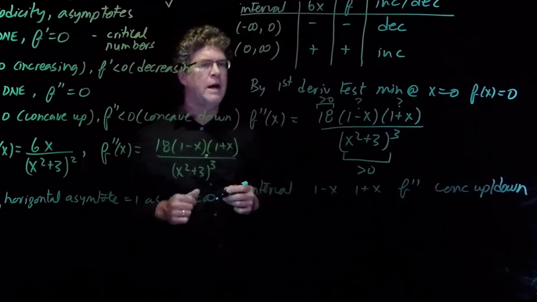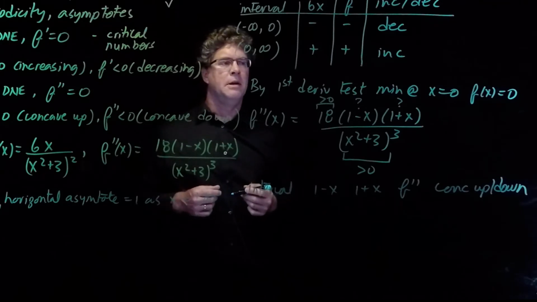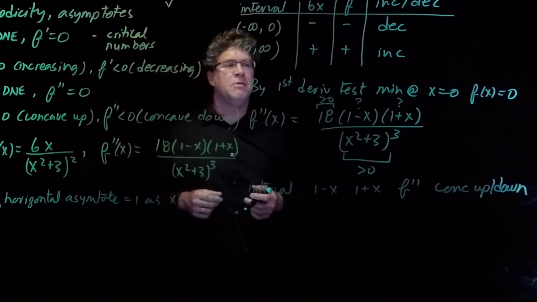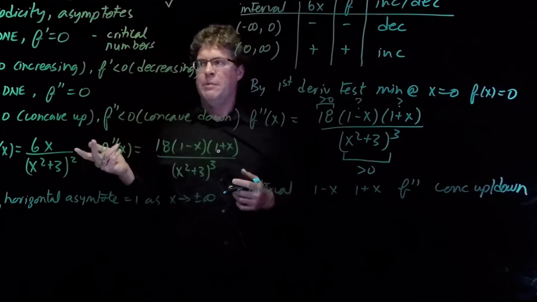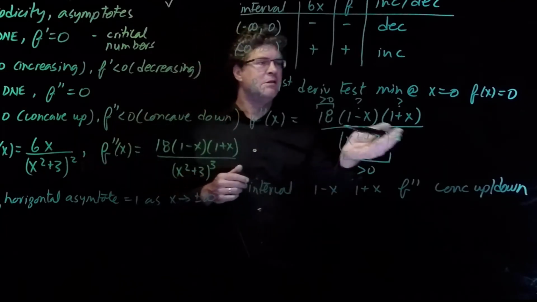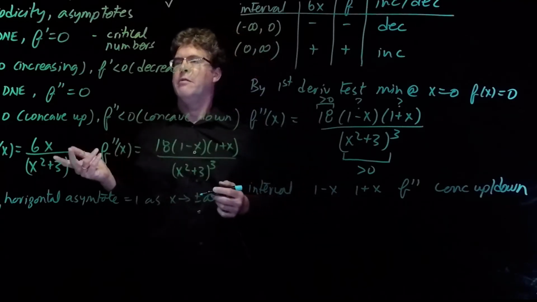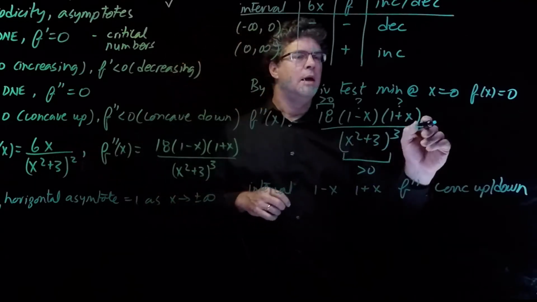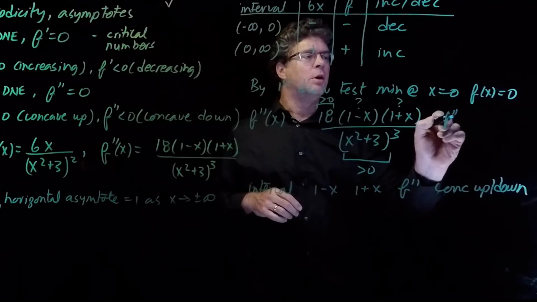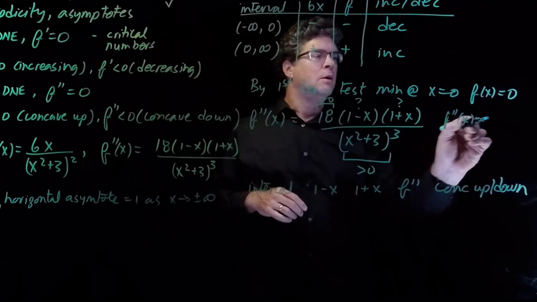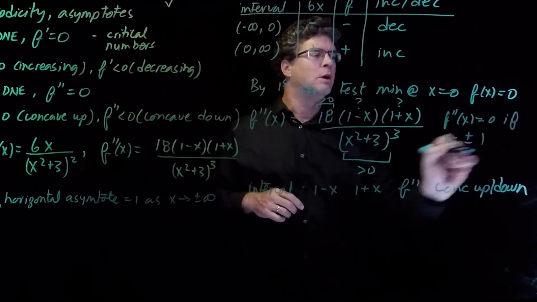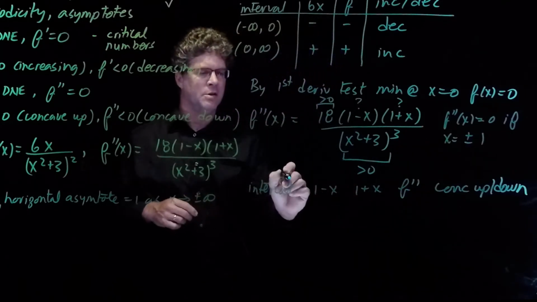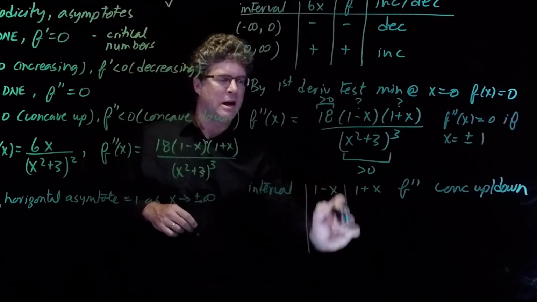But before we do that, let's work out the inflection points, or the possible locations of inflection points. And so we're looking for points where f double prime does not exist. There's none of those. And points where f double prime is equal to 0. And so f double prime is equal to 0 if x is equal to plus or minus 1. So these are values where we could have inflection points.